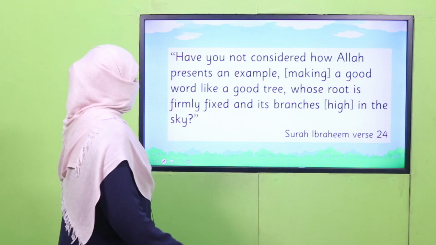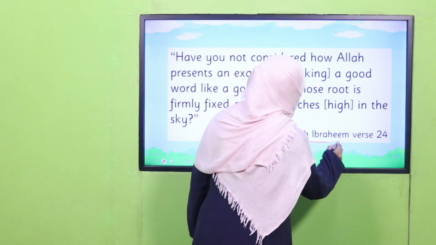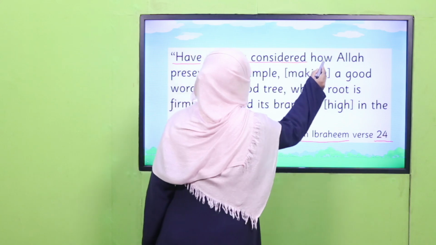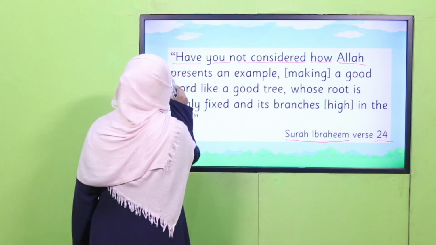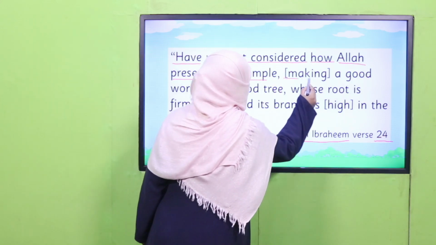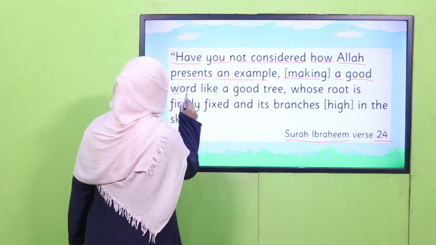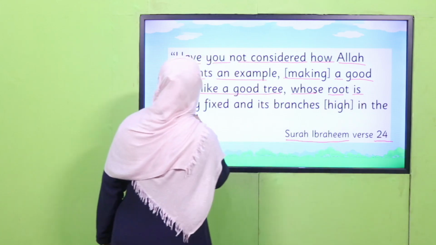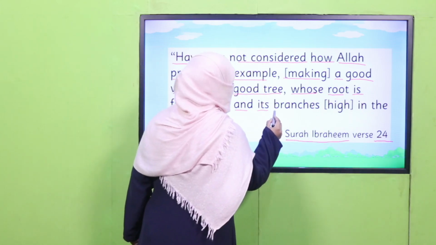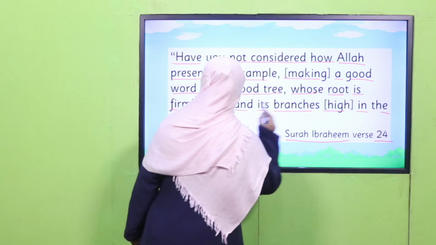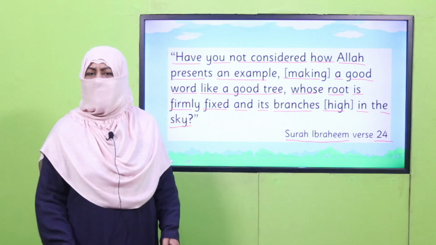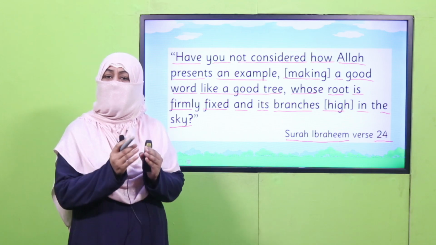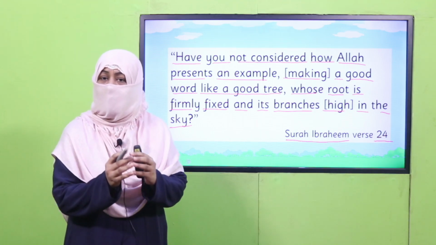Let's start with the name of Allah subhanahu wa ta'ala in Surah Ibrahim, verse 24. Allah says, "Have you not considered how Allah presents an example to mankind, a good word like a good tree, whose root is firmly fixed and its branches high in the sky." Yes, my dear children, it's beautiful words. How beautifully Allah subhanahu wa ta'ala is comparing a good word with a good tree.